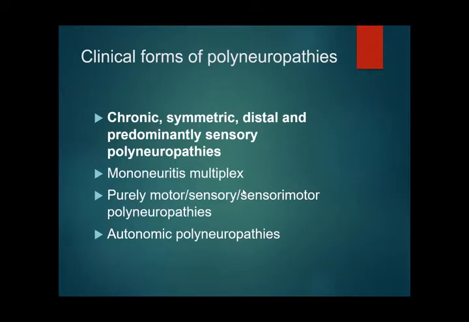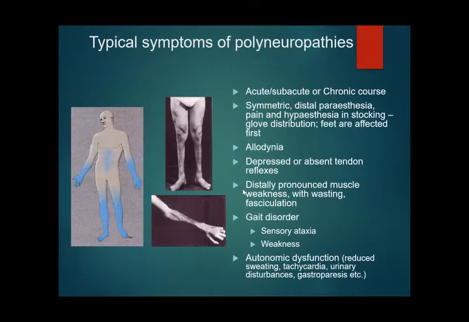So the course of symptoms of polyneuropathies is variable. It can be acute, subacute, or chronic. Symmetric in presentation mostly, with distal paresthesias, pain and hyperesthesia, and stocking and glove distribution, and feet are affected first. Allodynia can be present. Allodynia is the painful perception of pain in response to a non-painful stimulus. This is what we call allodynia.